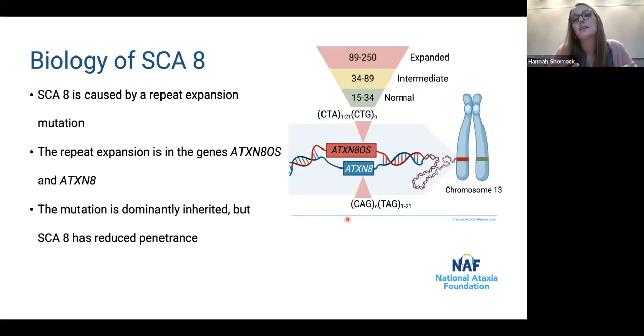Now, this repeat expansion is inherited in a dominant manner. If the disease presented in a dominant manner, what that would mean is you would inherit a CTG repeat expansion, let's say, from your parent, and both parent and child with that repeat expansion would present with the SCA8 disease symptoms. Now, that isn't the case for SCA8, because SCA8 has reduced penetrance. There might be multiple individuals in a family that have this CTG repeat expansion that is inherited dominantly, but not everybody with that repeat expansion will actually develop the disease. And so we think of SCA8 as being a dominant spinocerebellar ataxia, but with reduced penetrance. And I'm going to come back to that idea later on.